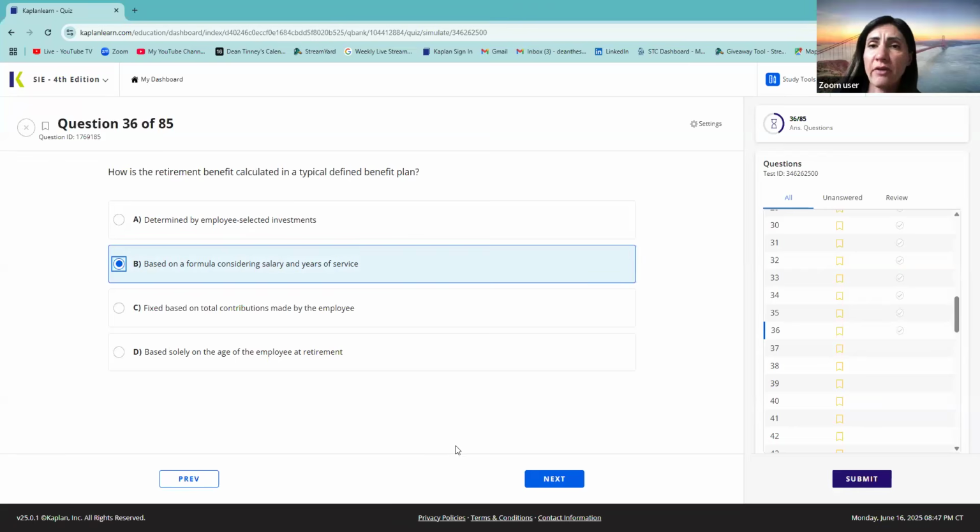I would have been tricked between this. I think I would have answered wrong, thinking about the fixed based on total contribution made. No, remember, there's no fixed base, because the employee isn't making any contributions in the defined benefit plan.